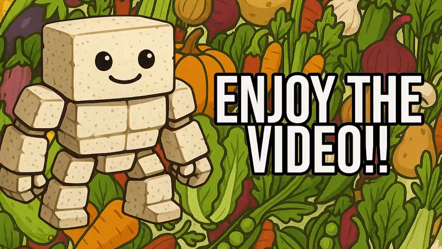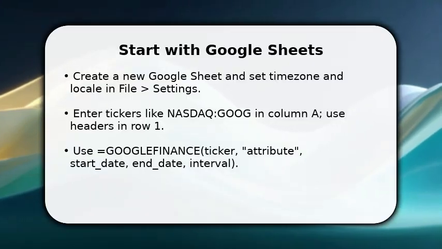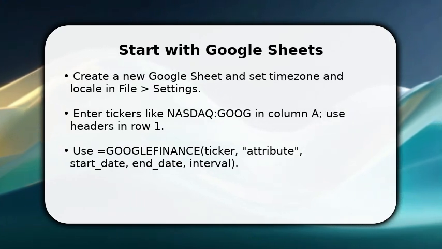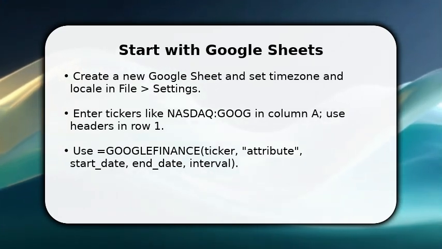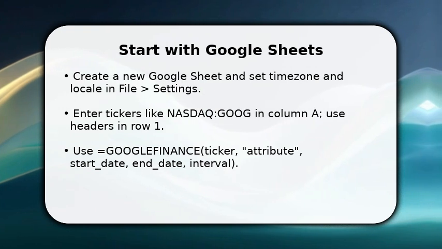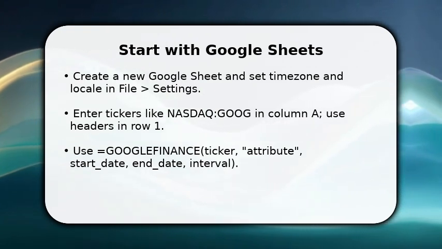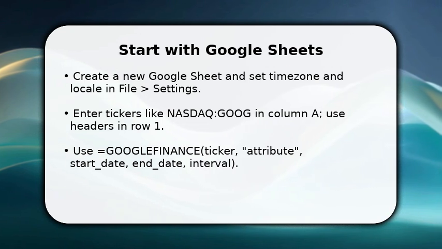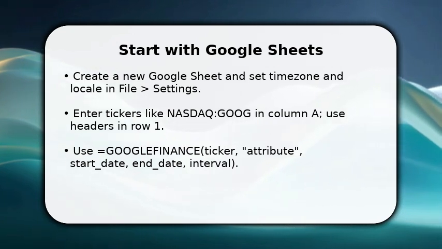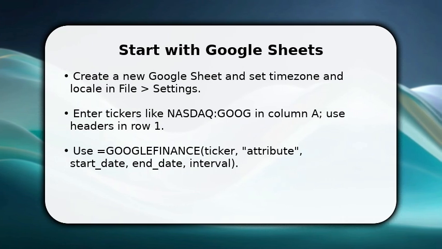Please enjoy the video. You begin in Google Sheets because it exposes Google Finance data directly. Create a sheet, set your locale, then list tickers in one column. Once done, type a Google Finance formula referencing each ticker and choose attributes like price or close.